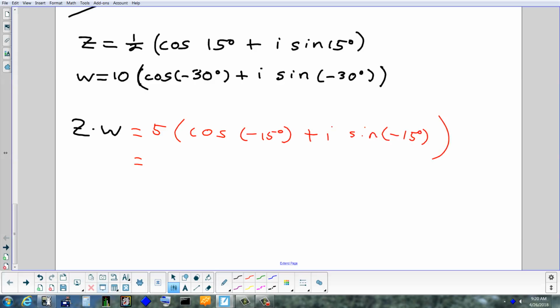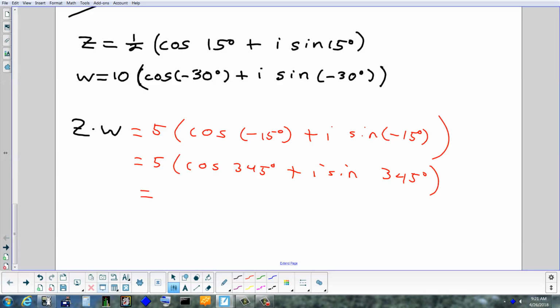Okay. Now, let's rewrite that so we don't have a negative angle. Can someone tell me what -15 is the same as? 345. So one way to fix this, to get rid of the negative angle, is to add 360 and get 345. That's one way. Okay, the second way to fix that.